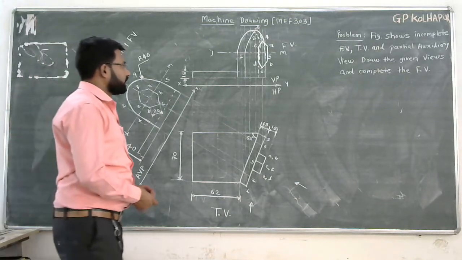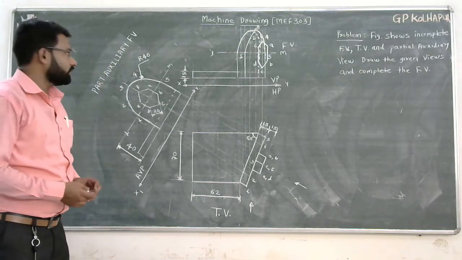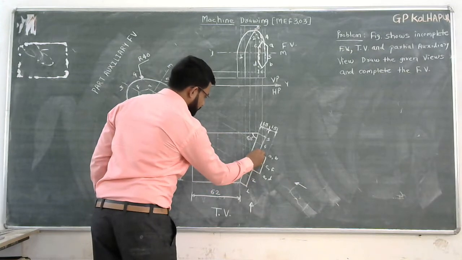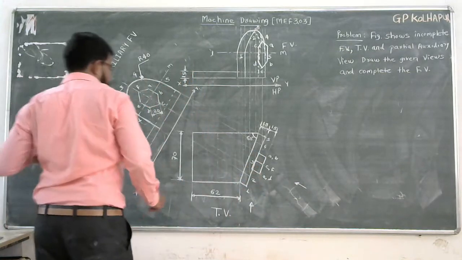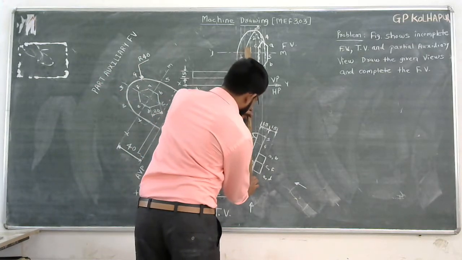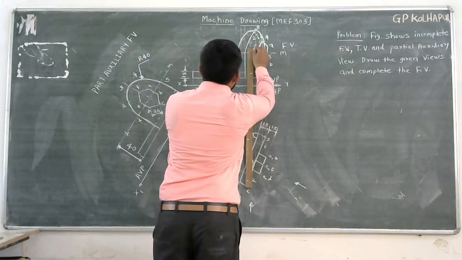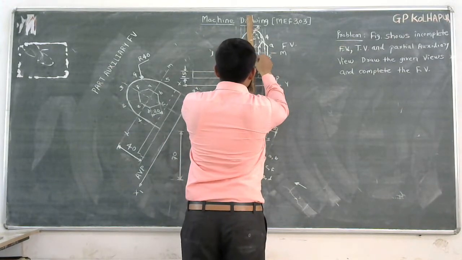Now you have to give the thickness to this hexagon. Giving the thickness is very easy. You have to draw the projector from the back face of this hexagon. So this is the back face. From this back face, draw the projector. So you will get the thickness. This is the thickness of the hexagon.